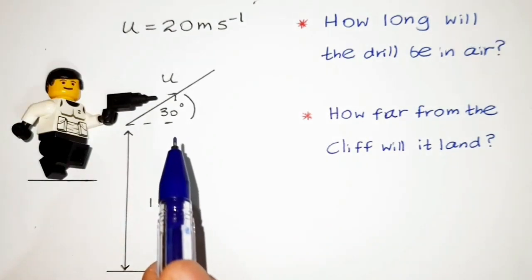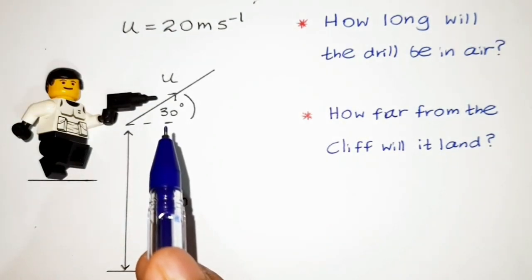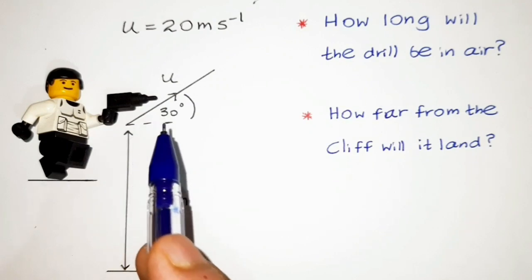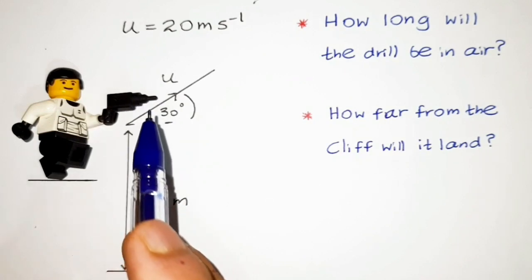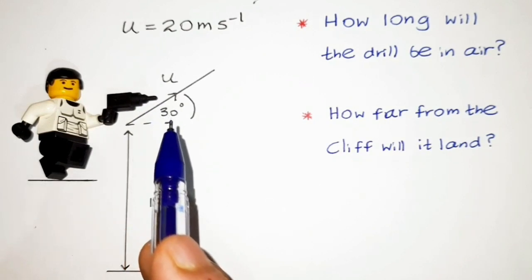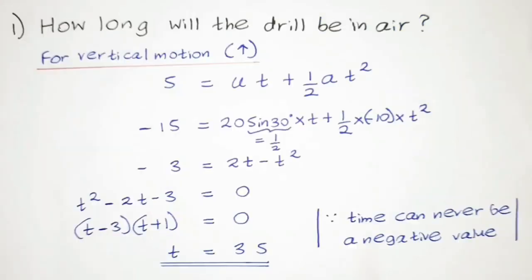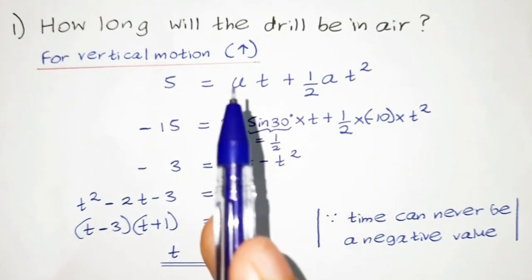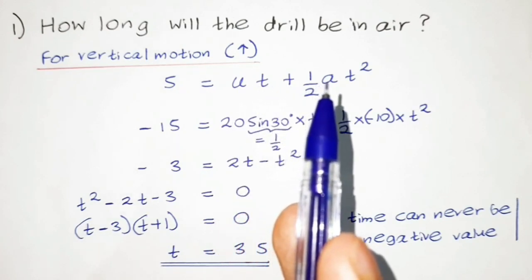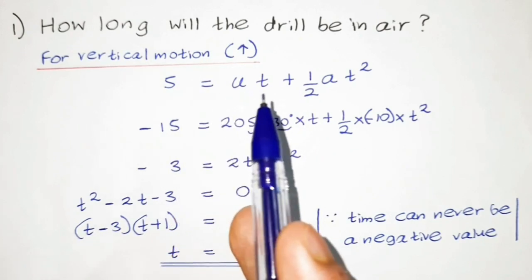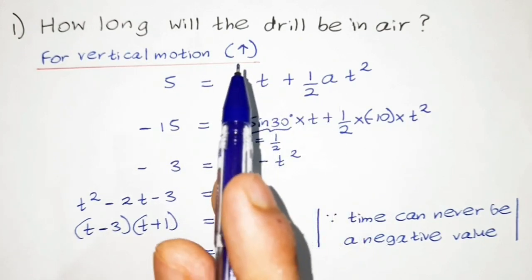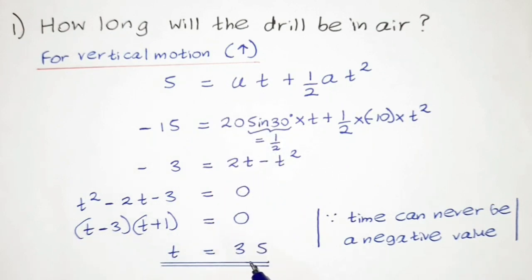We have already learned how to split these components in our previous videos. So the horizontal direction would be u cos 30, whereas the vertical direction would be u sin 30 to find the velocities in the particular directions. Now let us find the solutions for the two questions we had initially. The first question was, how long was the drill in the air before it contacts the surface or the ground? When we apply the equation s equals ut plus half at squared to the vertical motion, we can obtain that the time is equal to 3 seconds.